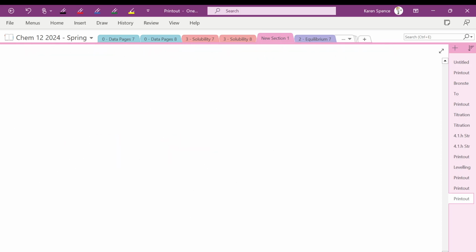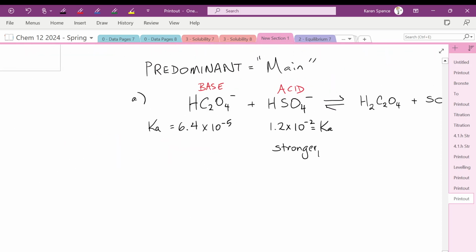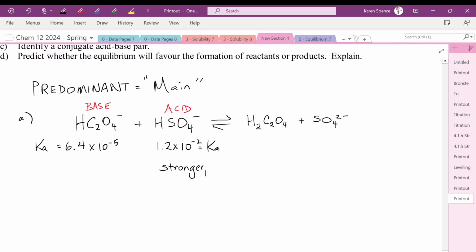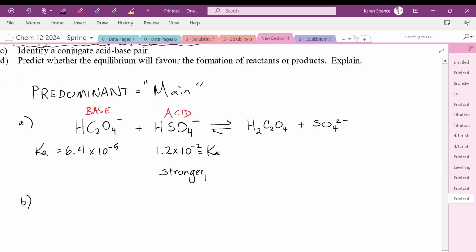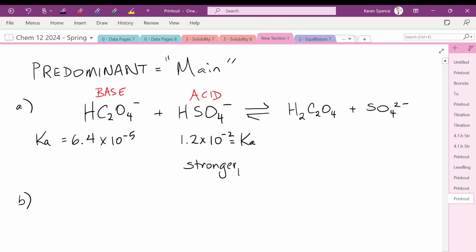So now, why does it jump around on me? Okay, there we go. Now what we're going to do is we're going to justify our statement by comparing Ka values. One of the things I would like you to work on is writing clear and coherent answers. And in order to do that, I'm going to encourage you to use point form. Yes? Because that way there are less words to get tangled in. So, what's the first thing that you could say if you're justifying your answer in terms of the Ka values?